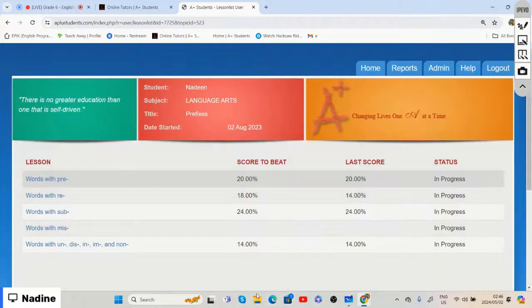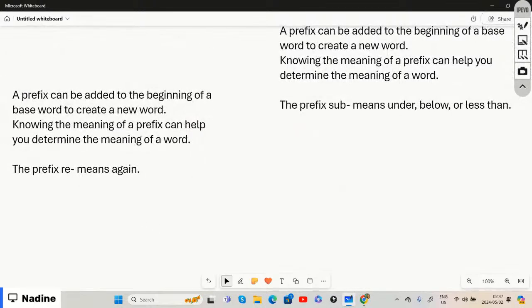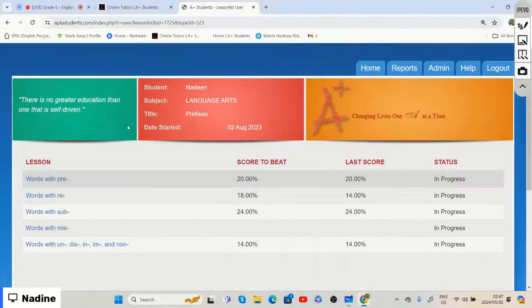So we said that a prefix can be added at the beginning of a root word or a base word, and then we create a new word. Knowing the meaning of the prefix can help you to determine the meaning of the word. And we said pre means before, re means again, and sub means under, below, or less than. All right, so that is now the end of our lesson on prefixes.